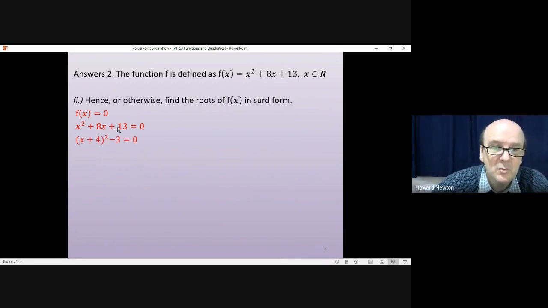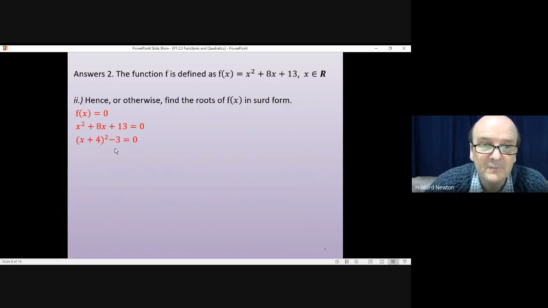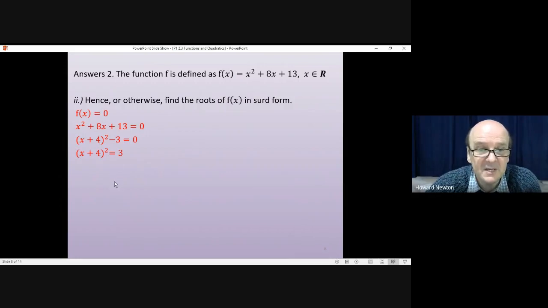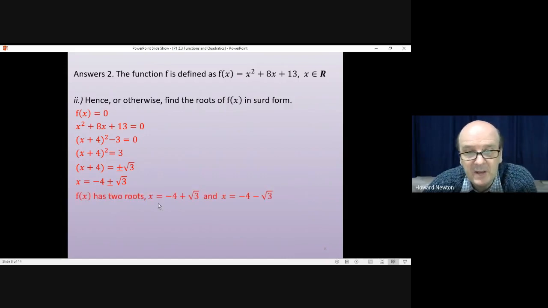We already know that we can write that in this form from part 1. So we do that. Then we move the 3 to the other side. Then we find the square root of both sides. That gives us x plus 4 is equal to plus or minus root 3. And last of all, the 4 swaps sides. That gives us x equals minus 4 plus or minus root 3. And writing them as 2 separate roots, we'd have x equals minus 4 plus root 3 and x equals minus 4 minus root 3.